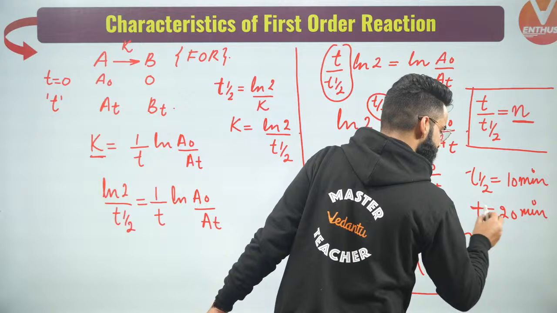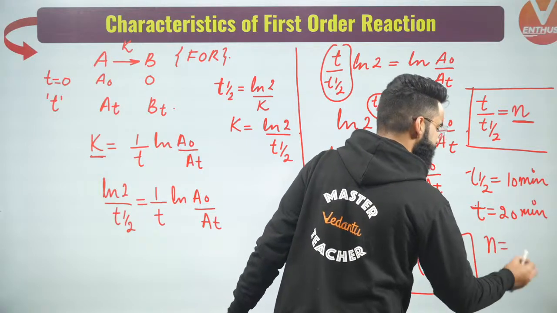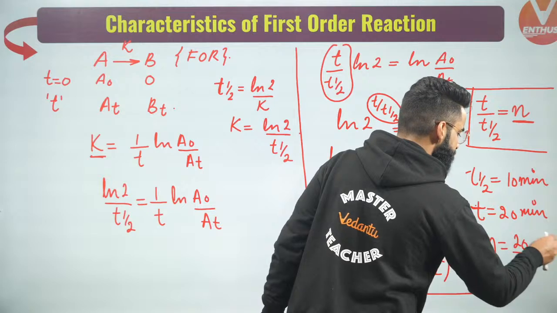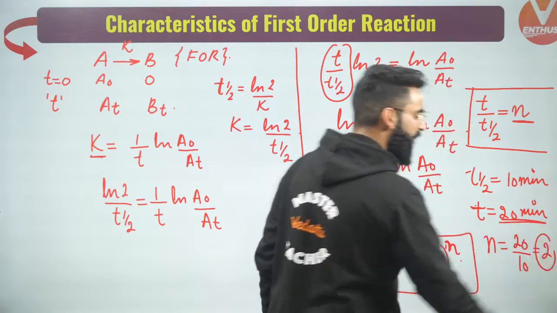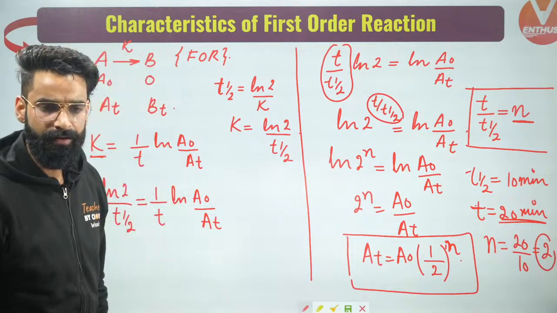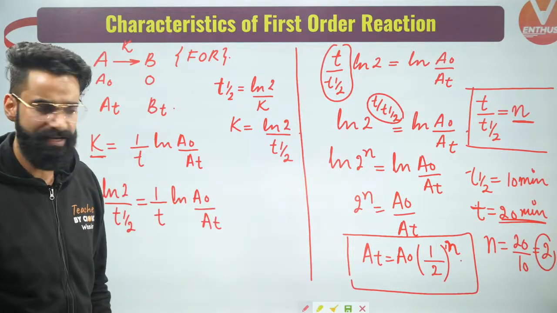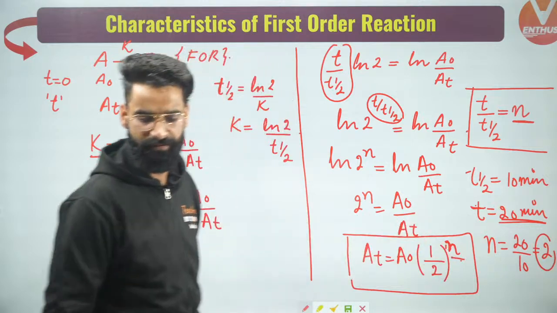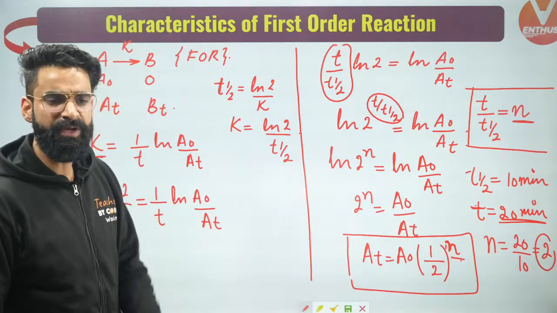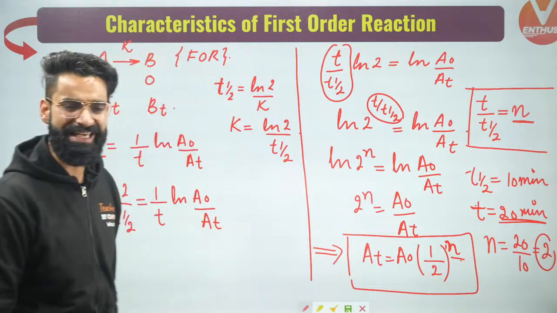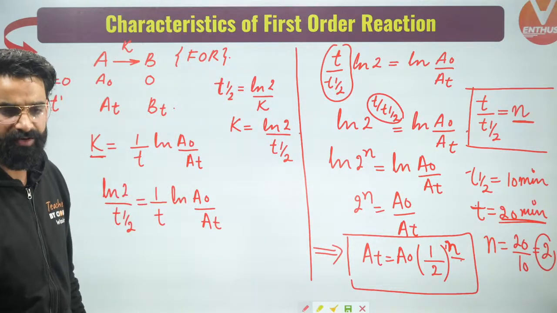If I've got the given time as 20 minutes, I can write N is equal to t divided by t half, which is 20 divided by 10. The value is going to be 2. So this 20 minutes, I can call it 2 half-lives for the first order reaction whose half-life is 10 minutes. So N right here represents the number of half-lives, which is equal to given time divided by half-life of the reaction, right? Now the point is how to apply this equation in the questions, how to get the questions easily done from the first order reactions.